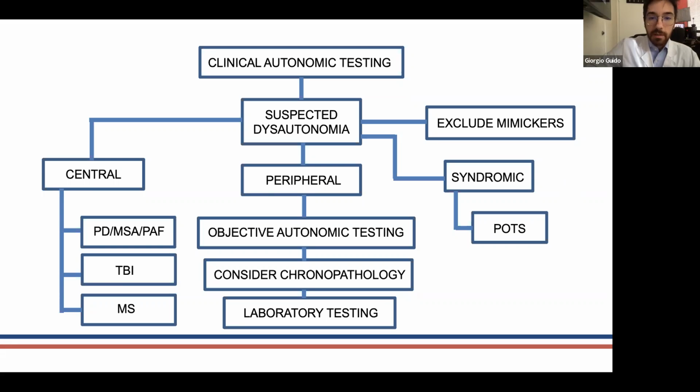When the suspicion of dysautonomia is confirmed, we have to exclude mimickers and then understand if it's a syndromic case of dysautonomia, so for example, POTS, or if the lesion is central or peripheral. In the case of central lesions, for example, we can have dysautonomia in the context of Parkinson's disease, MSA, or pure autonomic failure, but we can have it also in multiple sclerosis or in traumatic brain injury.